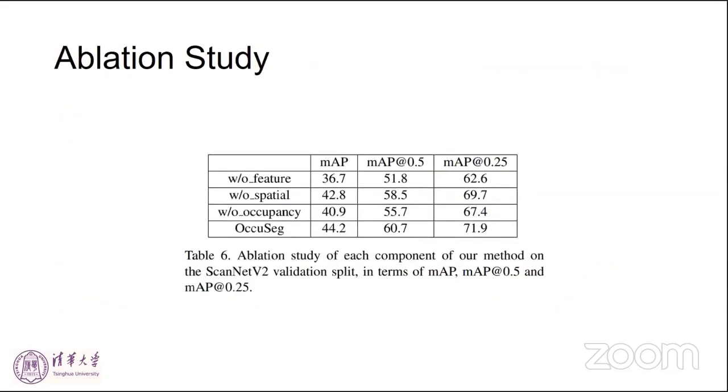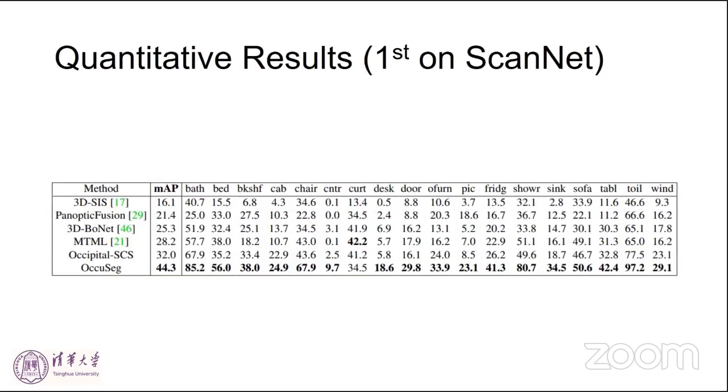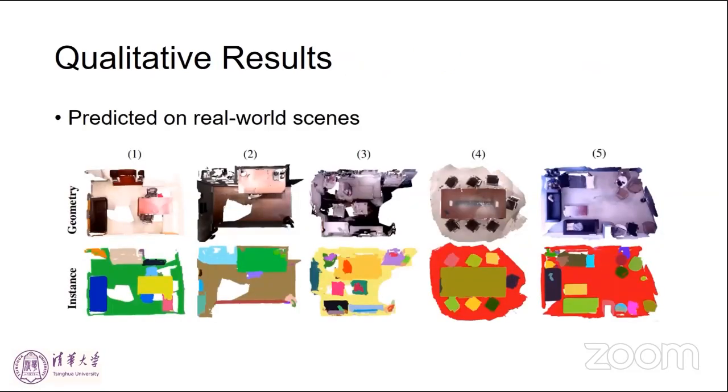Our ablation study shows the occupancy gives a 5% boost on the mAP at 0.5. These are the quantitative results that we get on the ScanNet instance segmentation benchmark. Our method outperforms all the other methods and reaches the top result on the benchmark. And these are the qualitative results predicted on real-world scenes. You can see that for most of the scenes, our model generalizes well.